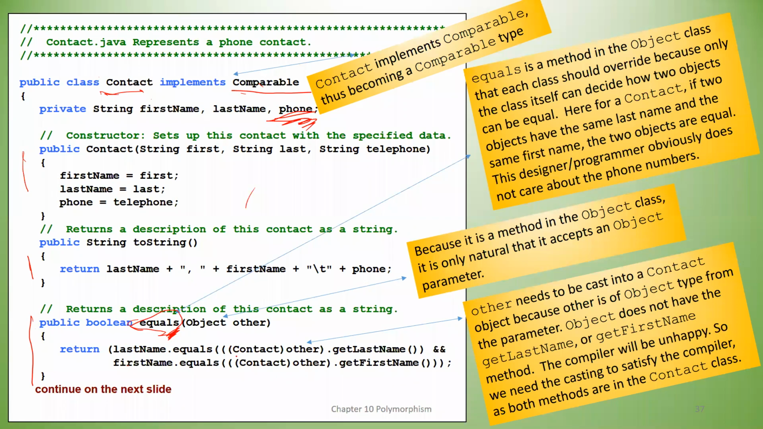And we need to cast this other to Contact because we need to get the last name of this object, right? So Object does not have the getLastName method, only Contact has. That's why we need to cast it, and we discussed that also. And this equals is the method in the String class. The String class has overridden the equals method already, so you just simply use it.